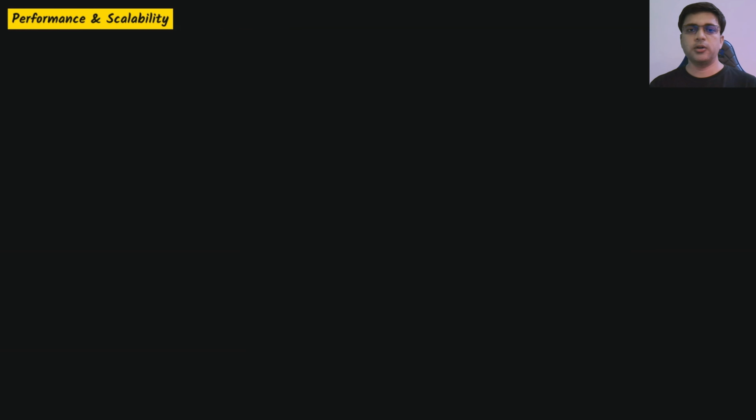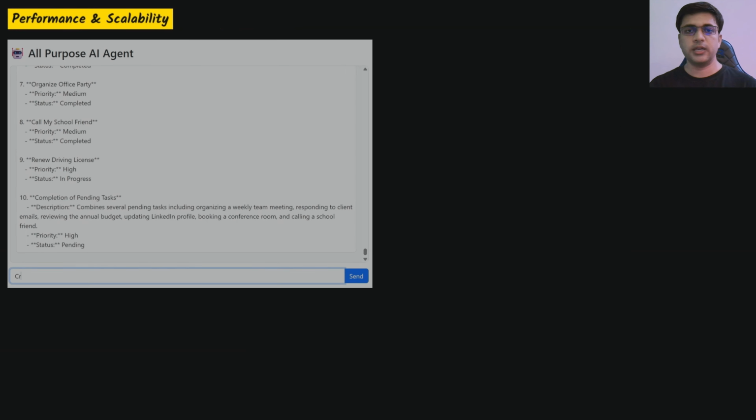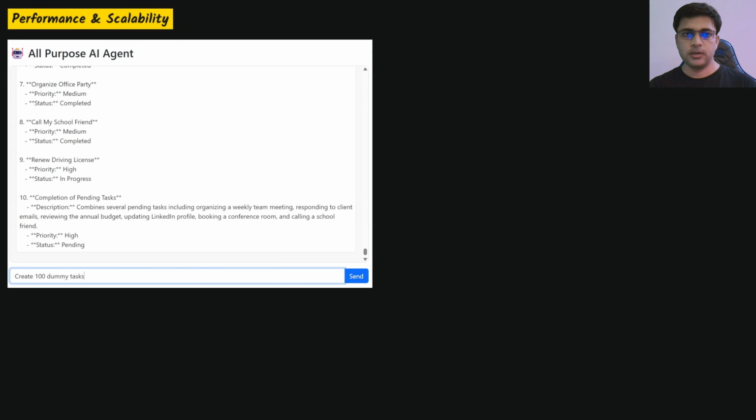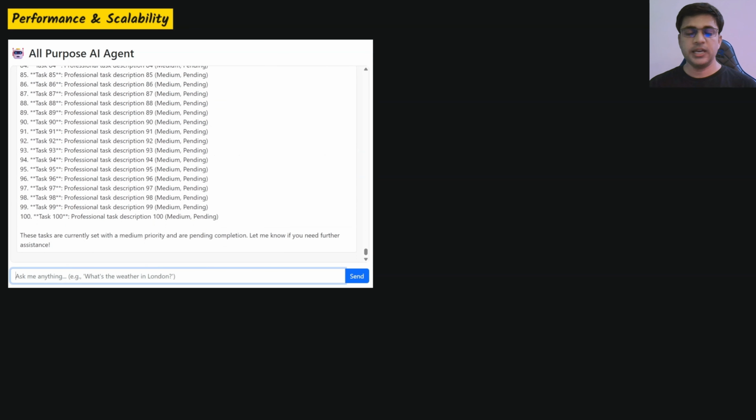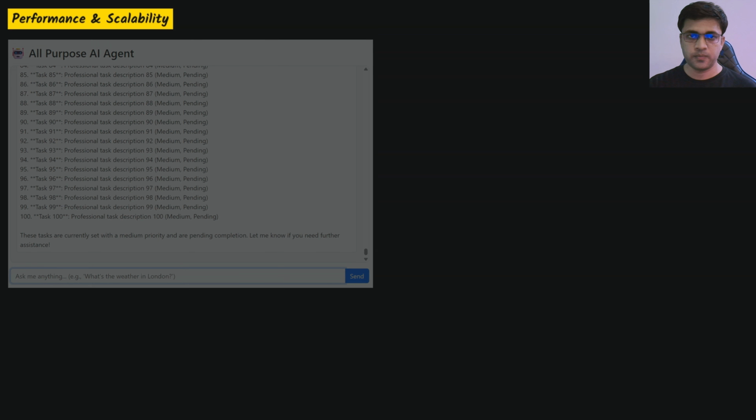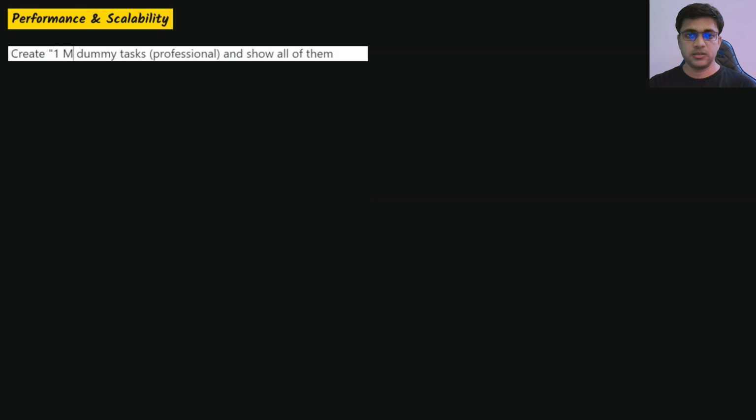Now let's talk about performance and scalability. But before that, let me give you a quick demo. Create 100 dummy tasks and show all of them. Done. Agents are powerful, but that power also introduces a whole new set of architectural challenges for developers and architects. What if I say create 1 million dummy tasks and show all of them?